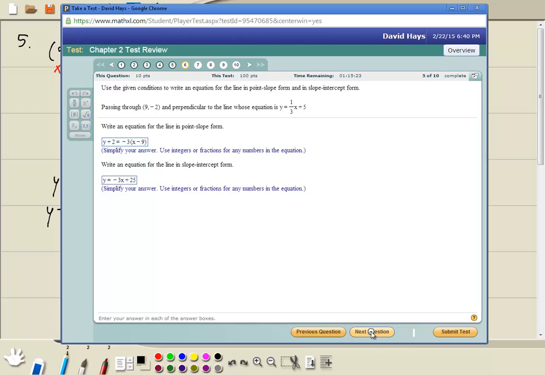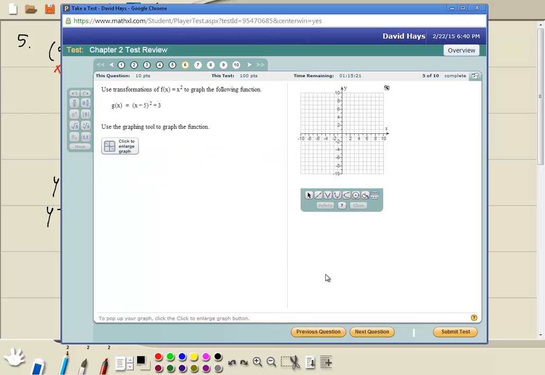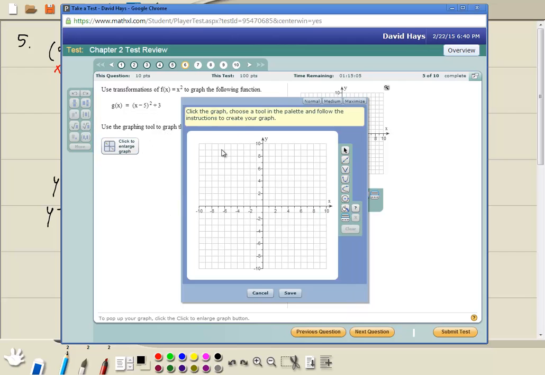And next question. Okay, use transformations. Now here we got a plus 3 at the end. That means we shift up 3. Negative 5 inside with the x means it shifts right, opposite of what you think. The negative 5 would make you think it goes left 5, but it really goes right 5. Okay, so right 5, up 3. That's a parabola.